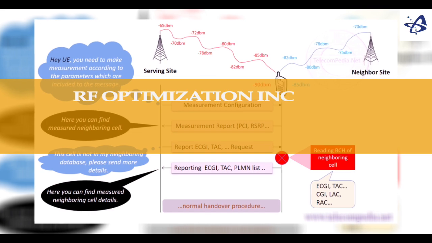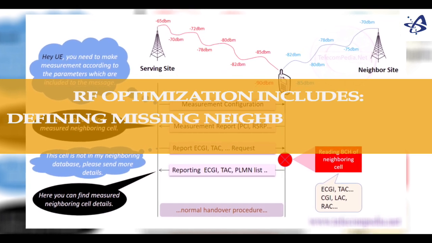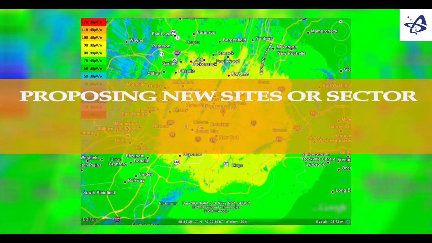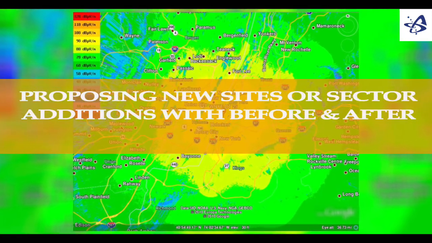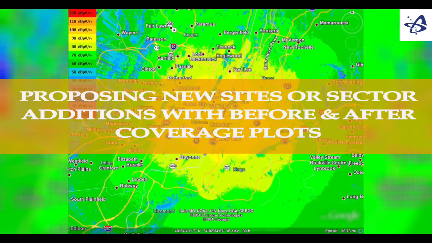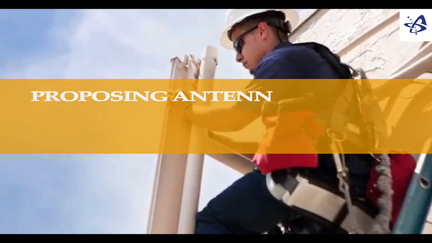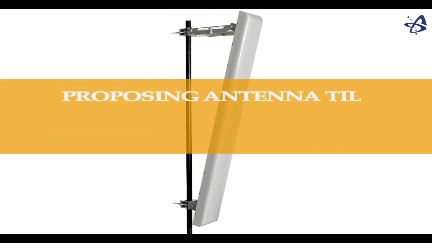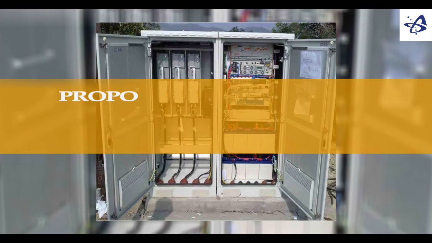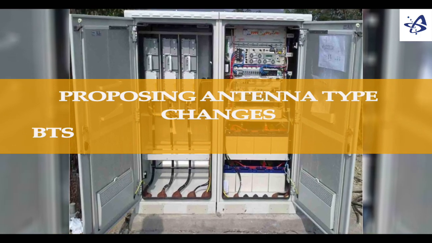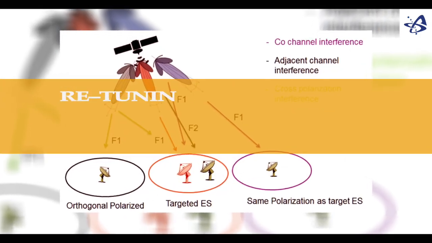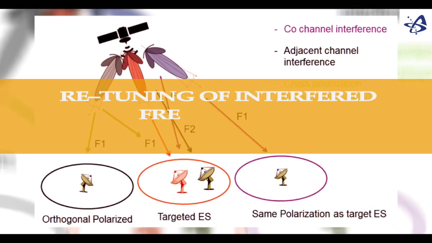RF optimization includes defining missing neighbor relations, proposing new sites or sector additions with before and after coverage plots, proposing antenna azimuth changes, proposing antenna tilt changes, proposing antenna type changes, BTS equipment filter changes, and retuning of interfered frequencies.